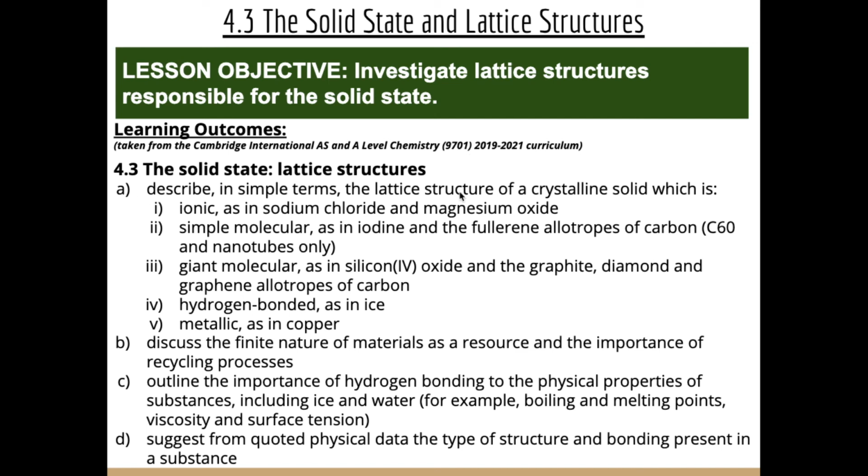What have we done? We've described in simple terms the lattice structure of ionic, simple molecular, giant molecular, hydrogen bonded and metallic structures. We've discussed the finite nature of materials as a resource and the importance of the recycling process, outlined the importance of hydrogen bonding to the physical properties of substances, and suggested from quantitative physical data the type of structure and bonding present in a substance.